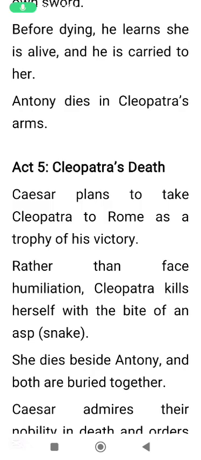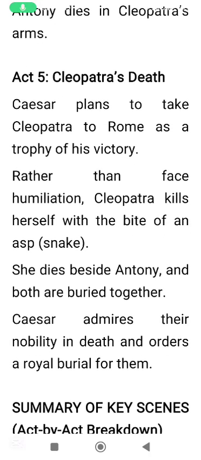Then how does she do this? She brings out a particular snake. We call that snake asp. She decides to die by that snake because the snake is very poisonous. So she is killed. She dies beside Antony and both are buried together. Now the irony of it all is that the both of them, at the end of the play, do not marry alive but marry when they are dead.